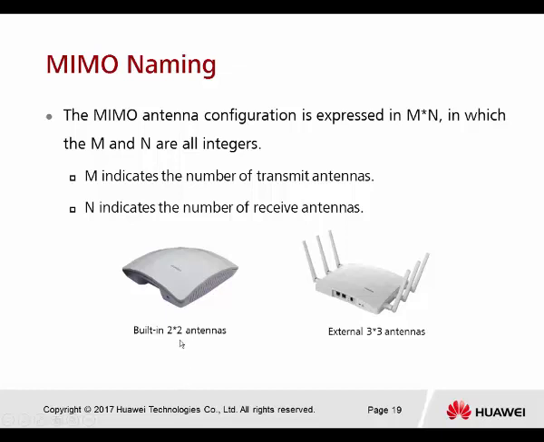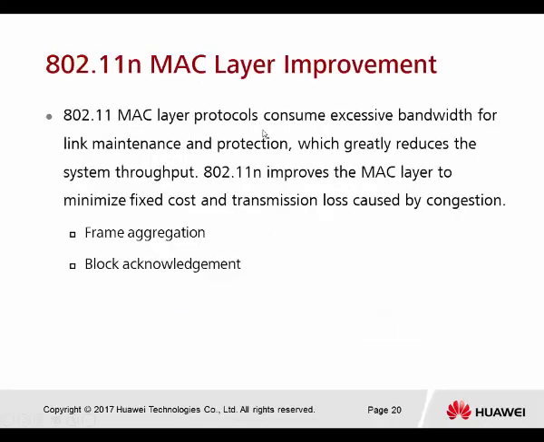The naming for MIMO: they can use names like 2x2 or maybe 3x2. So the first number over here indicates the number of transmit antennas, the antennas we use to transmit the radio wave. The number behind here, the 2, refers to the receive antennas. Okay, send and receive.